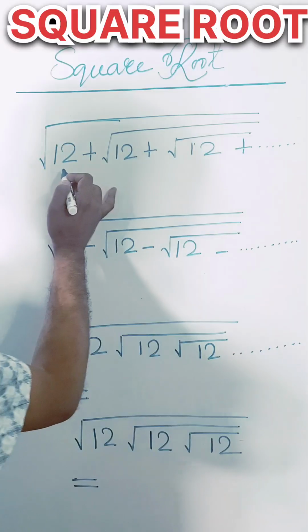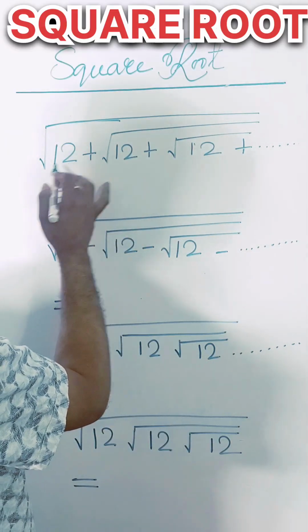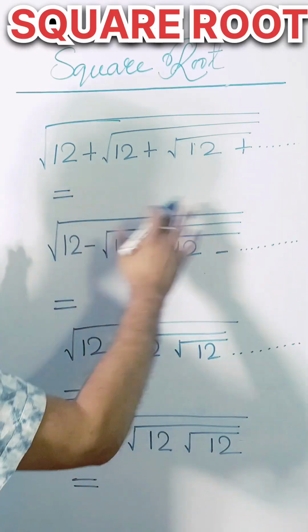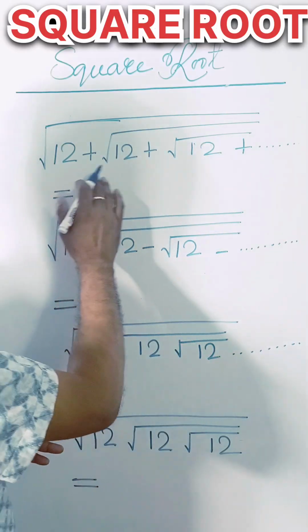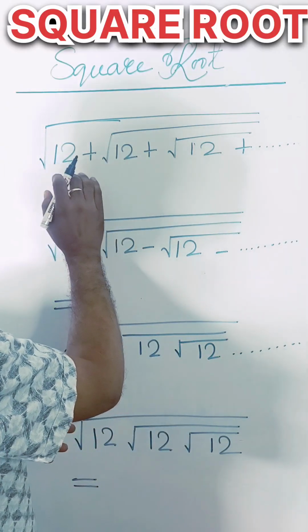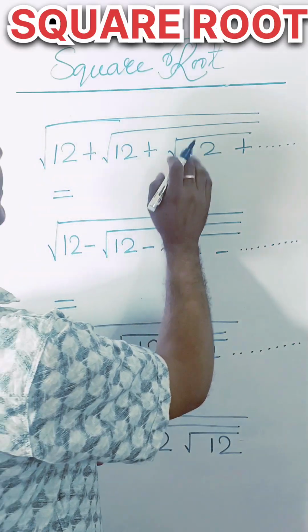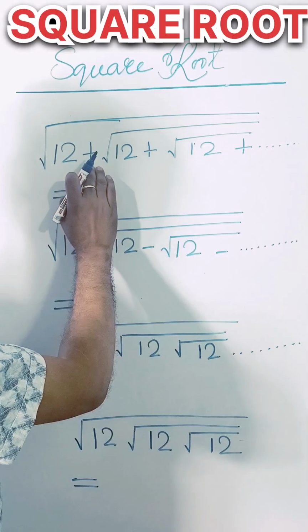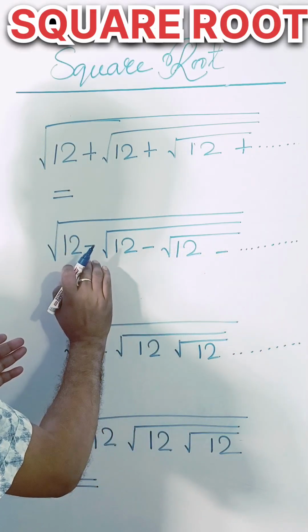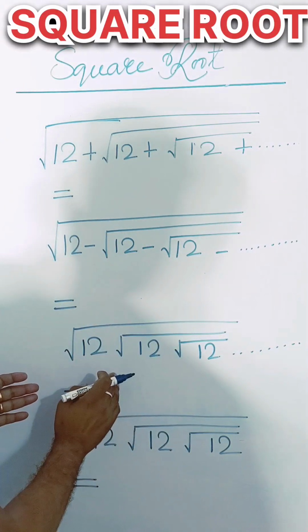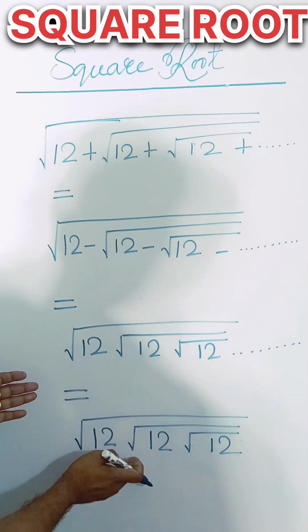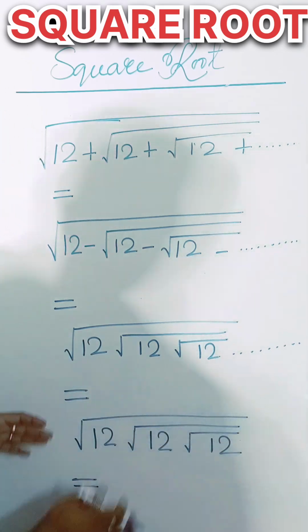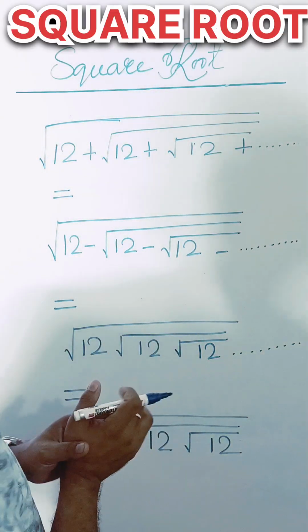So here 12, see the pattern is similar. These are four different patterns, 1, 2, 3, 4, all are different patterns. See here, under root 12 plus under root 12 plus under root 12, it is up to infinity. And here it is in the case of plus, and this is similar, it is in the case of minus. But here in the case of into, this is also into, but this is up to infinity, but there is no infinity. So in all the cases the rules are different.